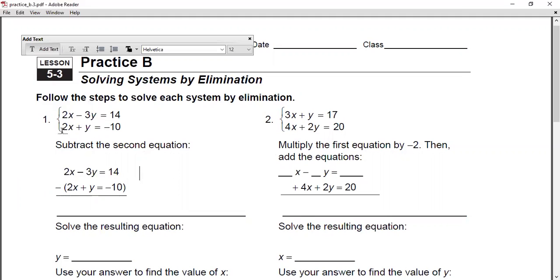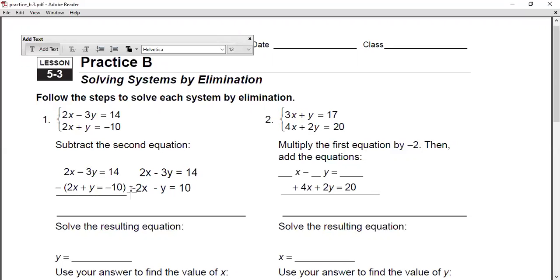Here we have both of them 2x, but we cannot cancel them because both of them are positive. So we have to change one of them to negative. That's what they have done here. Let's rewrite the equations. The first is 2x minus 3y equals 14. Now if you multiply the whole second equation with a negative sign, that's going to give you negative 2x, then minus into plus becomes minus y, equals negative into negative which becomes a positive 10.